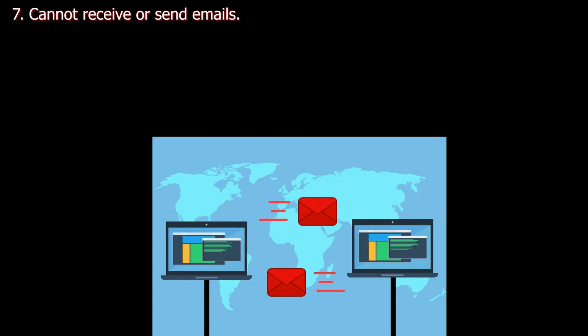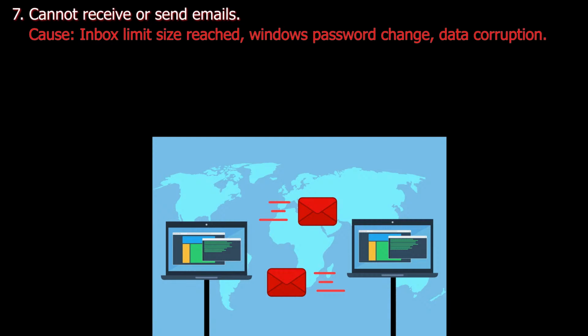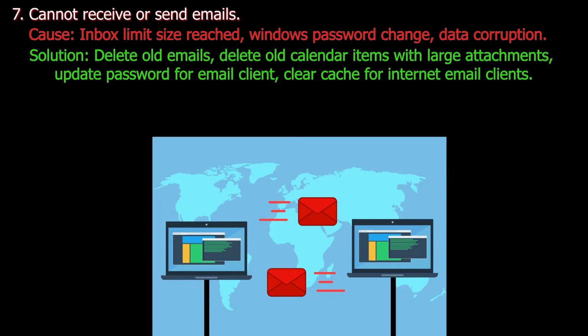Number 7. Cannot receive or send emails. Cause: inbox limit size reached, Windows password change, data corruption. Solution: delete old emails, delete old calendar items with large attachments, update password for email client, clear cache for internet email clients.